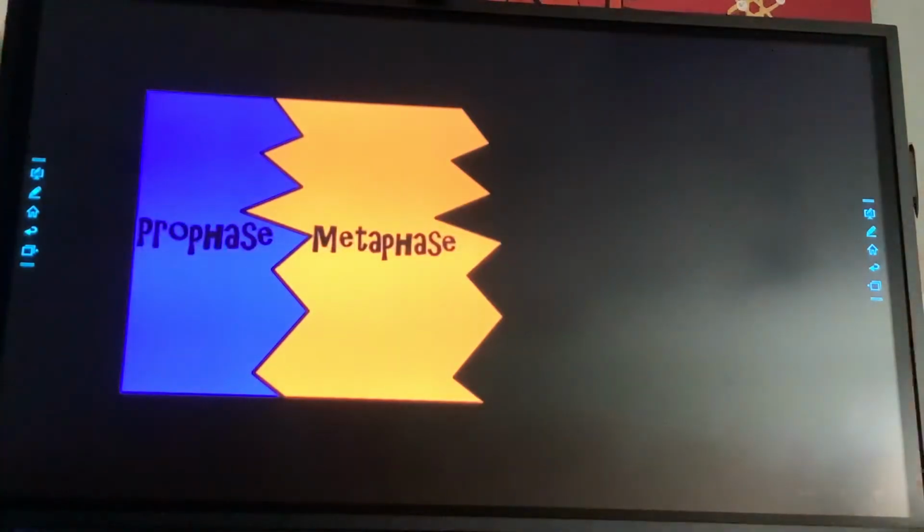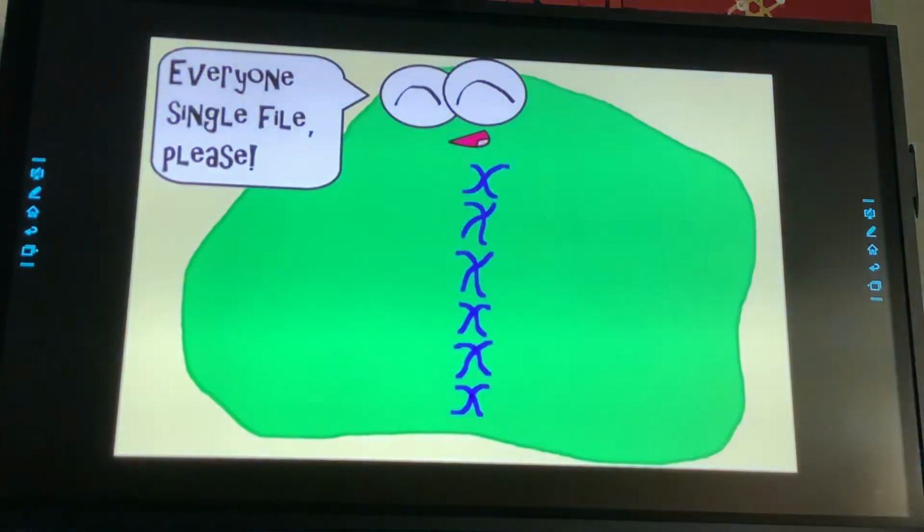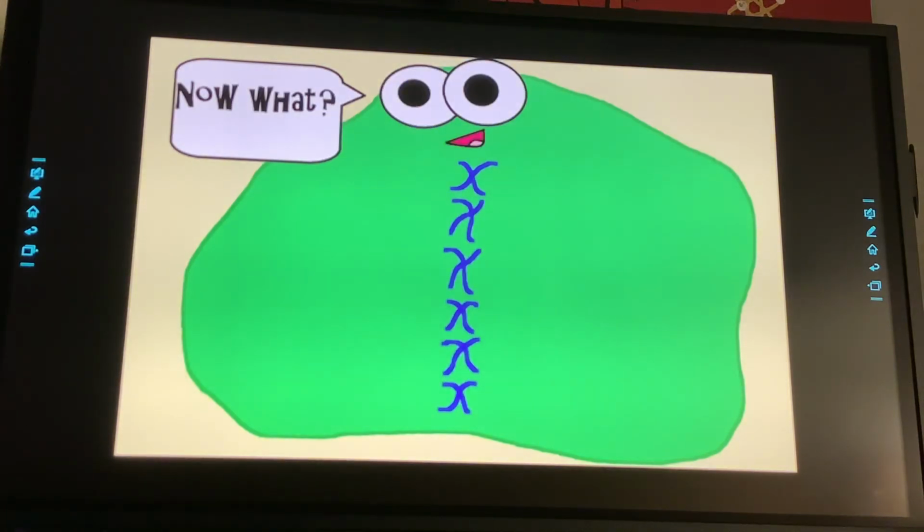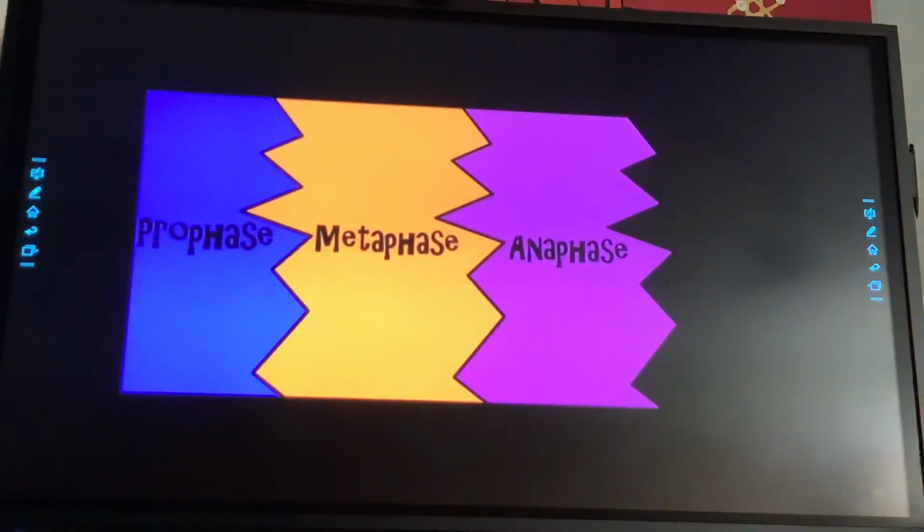The next stage is metaphase, M for metaphase, and I also like to remember the M for middle, because in this stage, the chromosomes line up in the middle of the cell. The nucleus has been disassembled, it's no longer there, so we've got the chromosomes in the middle, waiting there to be pulled apart for the next stage.